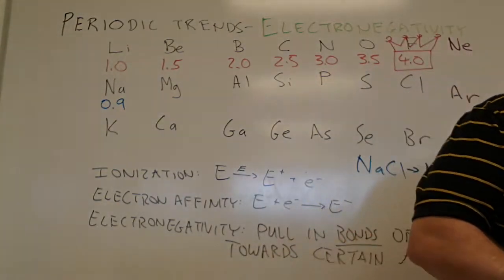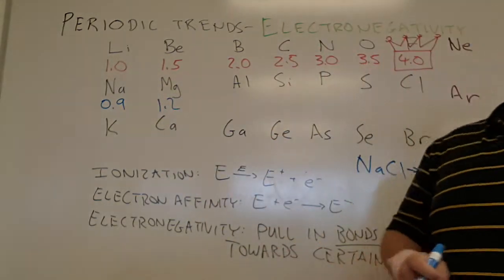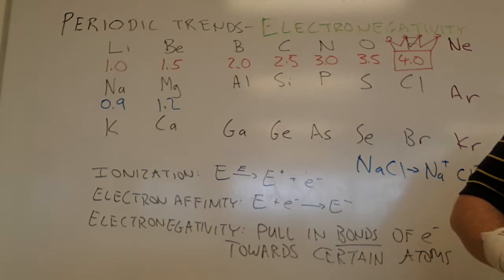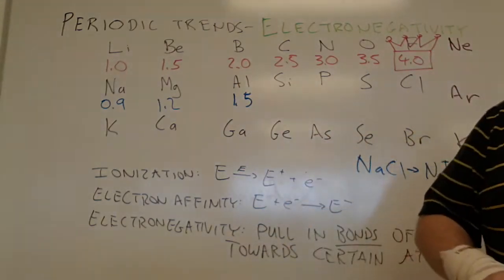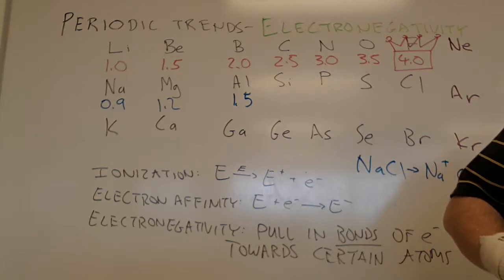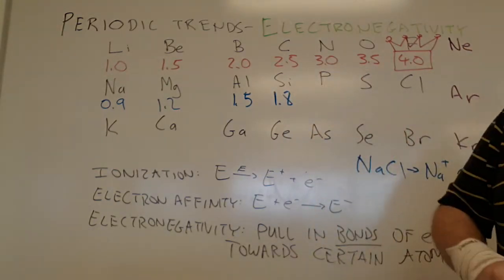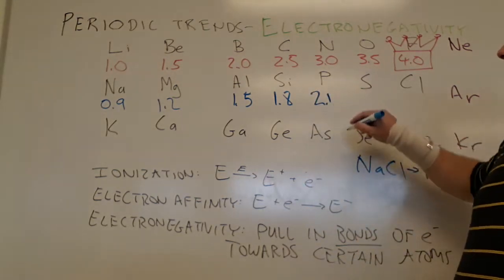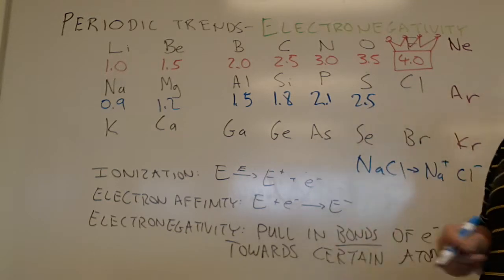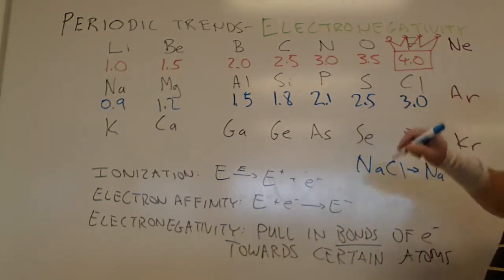For magnesium, it's 1.2. For aluminum, which is considered a metal, it has the same electronegativity value as beryllium. We move to silicon, and I go to 1.8. For phosphorus, I jump over to 2.1. Sulfur is 2.5, and chlorine is 2.9, no, 3.0.